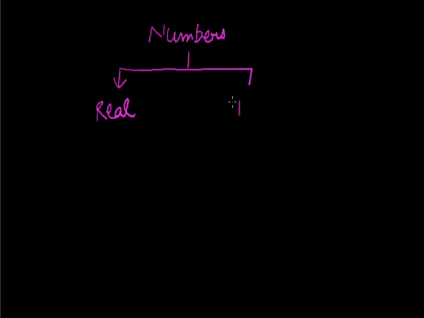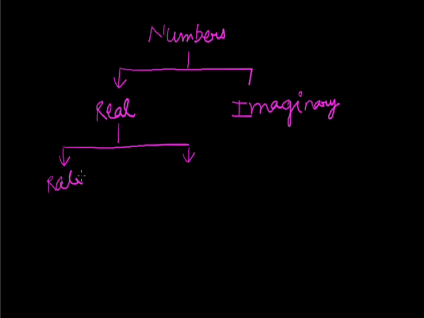First of all, the family starts from numbers. Then the two branches of numbers can be taken as: first, real numbers, second, imaginary numbers. Now once again we can count real numbers in two parts also. First is rational numbers, second is irrational numbers.